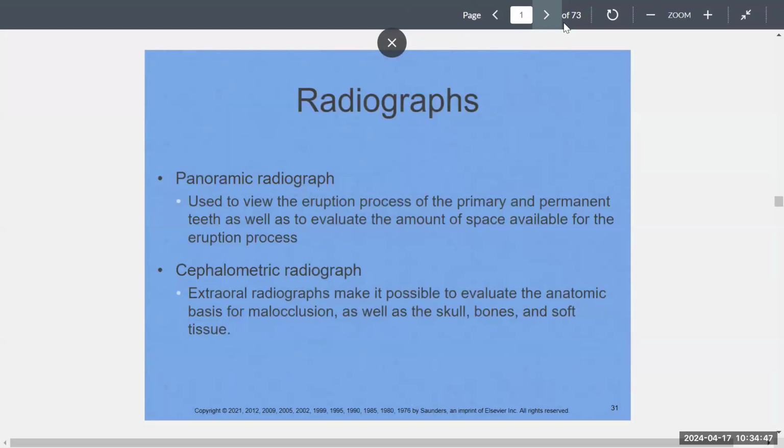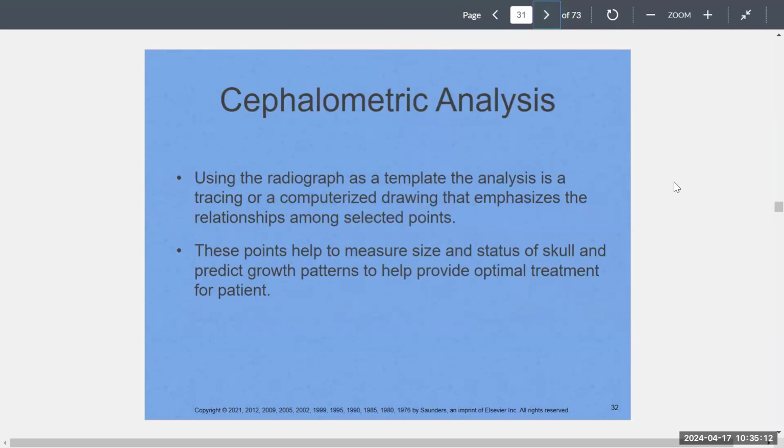And then we already talked about the panoramic radiograph, but that's another standard that orthodontists use. They take a panoramic radiograph and they take a cephalometric radiograph. The cephalometric radiograph is also an extraoral radiograph, just like the panoramic, and it makes it possible to evaluate the anatomic basis for malocclusion, as well as the skull, bones, and soft tissue. And it also helps us to analyze.